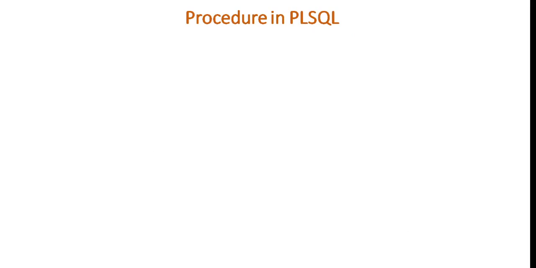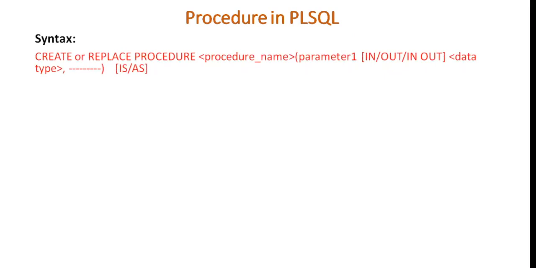Now one by one we'll see how to write a procedure and how to write a function. First we'll see how to write a procedure. The syntax of writing a procedure is: we write the keywords create or replace procedure, then the procedure name. Then in brackets we write the parameter name, the type of parameter, that is in, out or in out, and then the data type. Then we write the keyword is or as. So this is the syntax for a procedure.